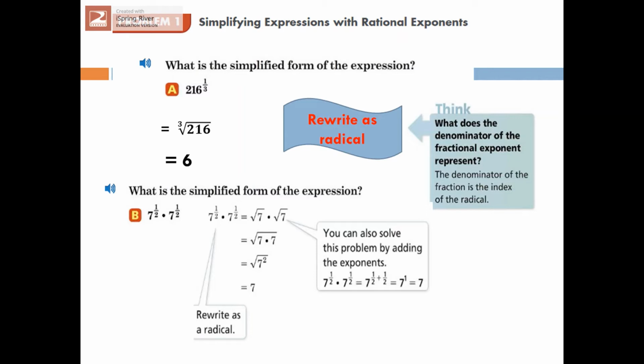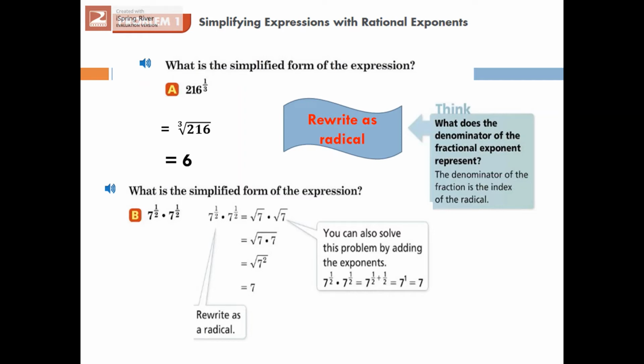7 raised to 1/2 is equal to square root of 7. So square root of 7 times square root of 7 is square root of 49. What is square root of 49? Or what number multiplied 2 times by itself? The answer is 49. Yes, that is equal to 7.